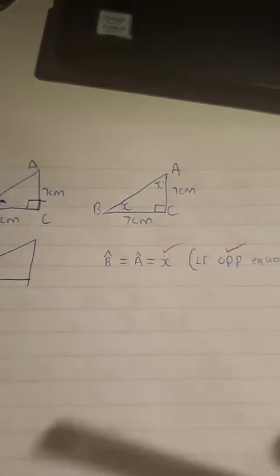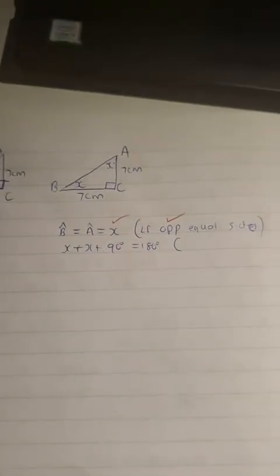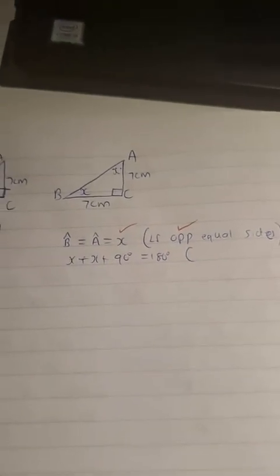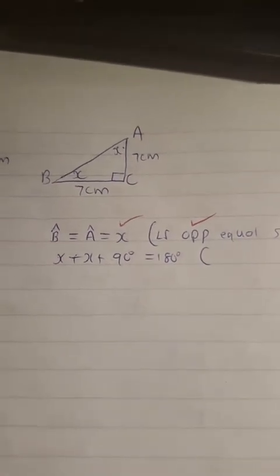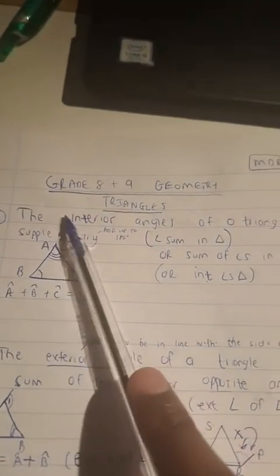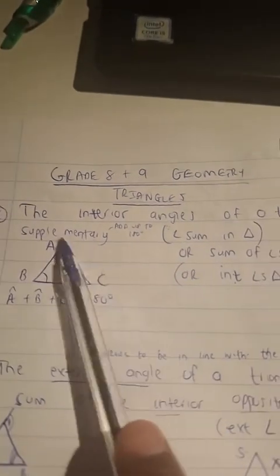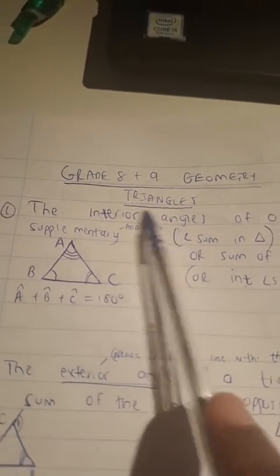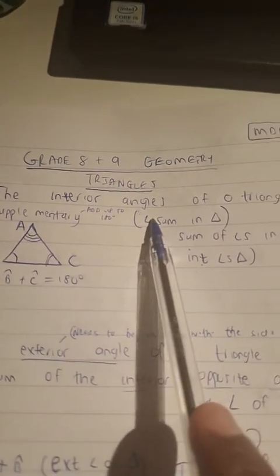So what am I going to do now that I have two x's and 90? And I can say x plus x plus 90 degrees is equal to what? 180. What's the reason? Why is x plus x plus 90 equal to 180? All right, once again, we go back to your statement. The interior angles of a triangle are what? They add up to 180. So what am I going to do?